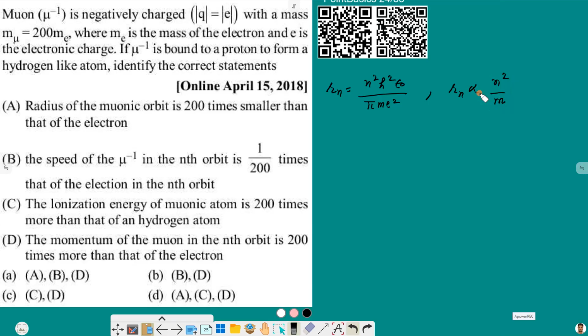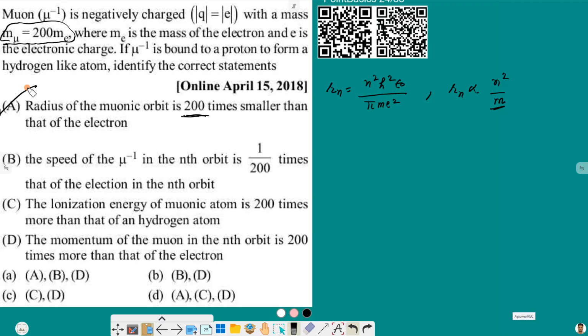Now for the same atom, if we are discussing the same orbit or the same level, then we don't need n. We basically check its dependency with only mass. As the mass of the muon is 200 times the mass of the electron, due to the inverse relation, the radius of the muonic atom will be 200 times smaller, as mass has an inverse relation here, and that is given in option A. So option A will be the right answer.